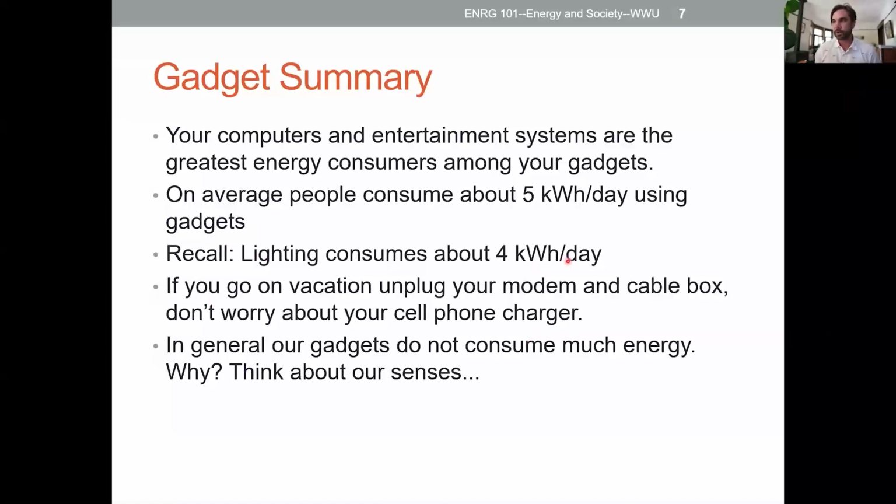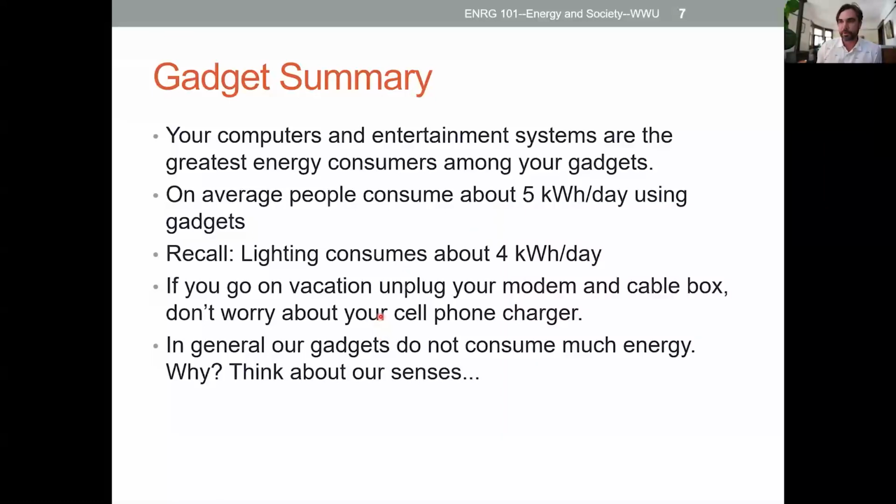Lighting consumes about 4 kilowatt hours a day. And that's for mixed lighting. If you have just LEDs in your house, you're going to be down to like 0.4 kilowatt hours per day. On average, people consume about 5 kilowatt hours a day using gadgets, phones, computers, vacuum cleaners, whatever.